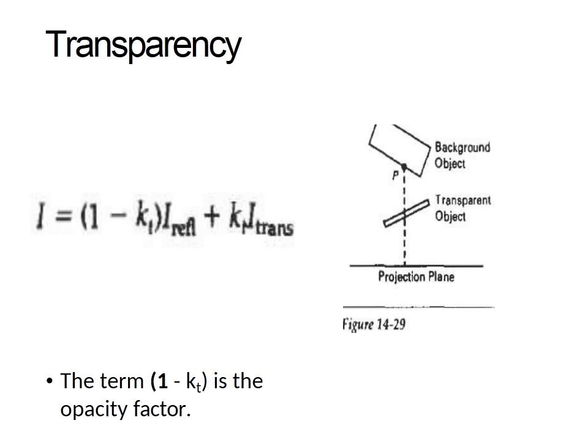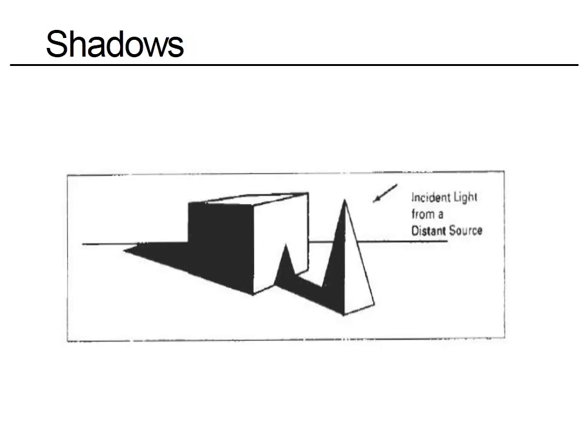PNG and TIFF also allow partial transparency, which solves the edge limitations problem. However, support is even more patchy. Internet Explorer prior to version 7 does not support partial transparency in a PNG graphic. Shadow, incident light from a distant source, is defined in different parts.